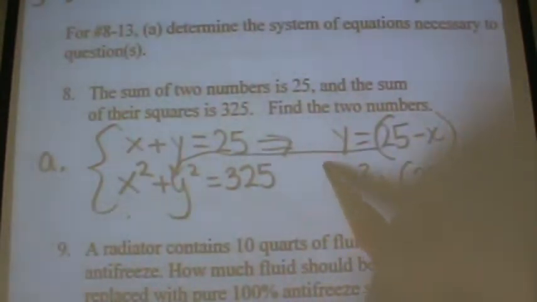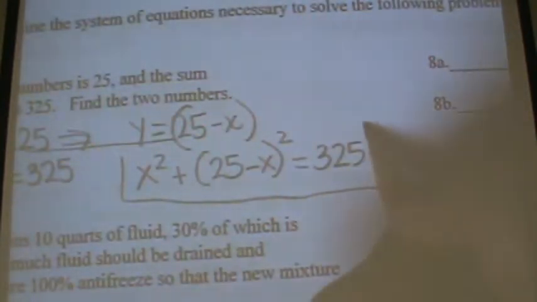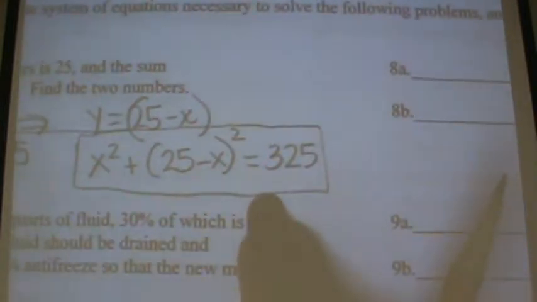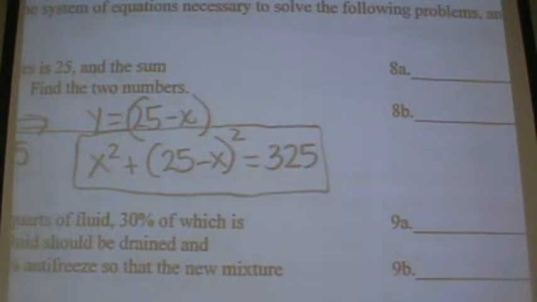So on line A, you could have actually put this, because this is what you're basically going to type into your calculator. Can one of you guys type this in your calculator for me? But don't hit graph yet. So you're going to type x squared plus quantity 25 minus x quantity squared equals 325. You don't have to do this by hand. You can use your calculator. Squared minus 325.